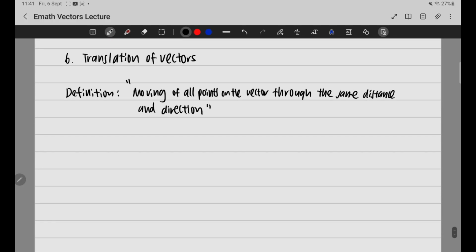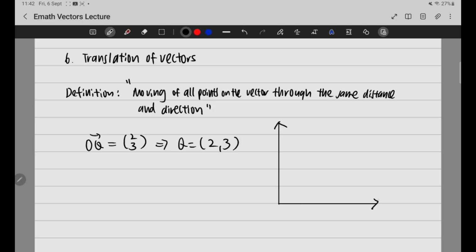Yep, that means, let's say I have an original vector OQ. Let's say originally OQ is (2, 3). So that means my Q is (2, 3). Let's say I have this. This is my y-x plane. This is origin O. Let's say Q is here. Q is (2, 3). Then this is my original vector.